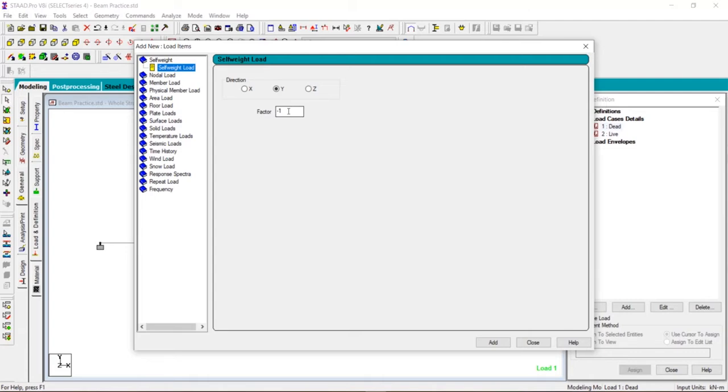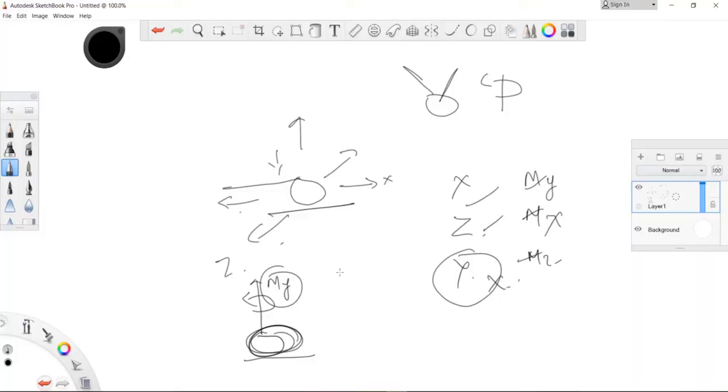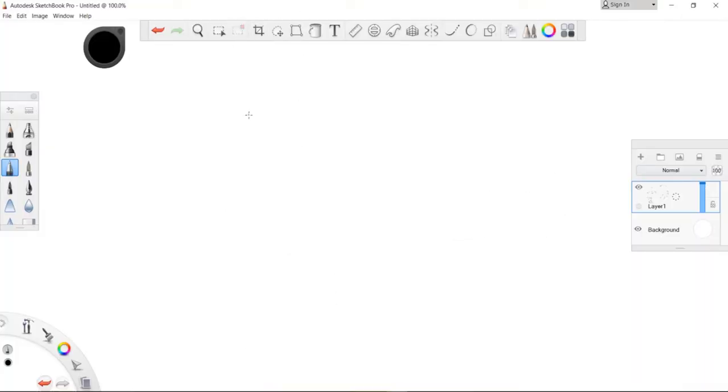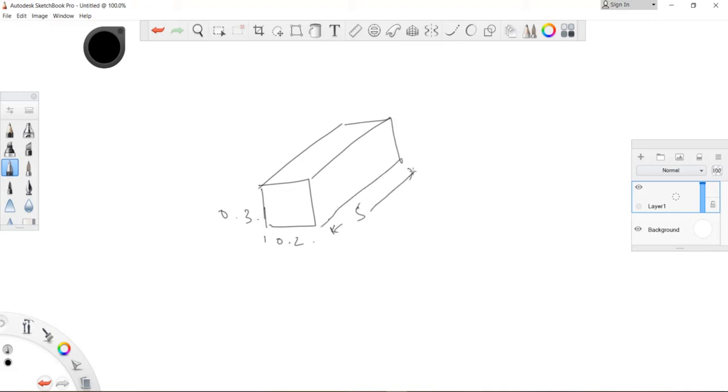So how will it do that? For example, if this is your beam, this is the section of the beam that we defined. This is 0.3 and this is 0.2, and the length of the beam is 5 meters. So its volume turns out to be 0.3 into 0.2, the area of this cross section, times this length, that is 5. So you can get the volume.